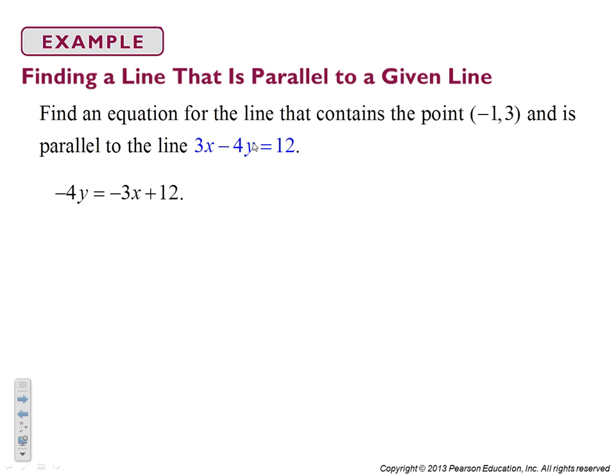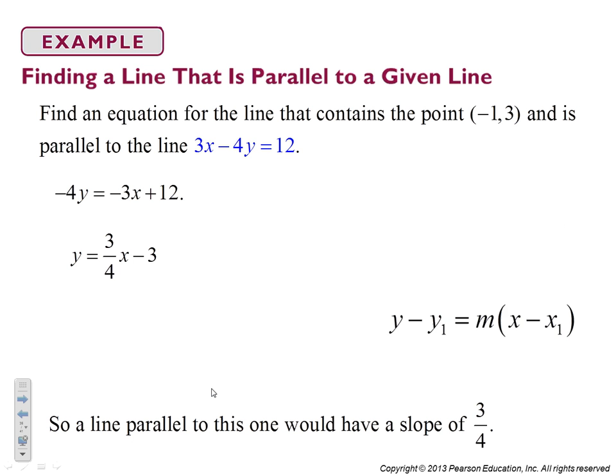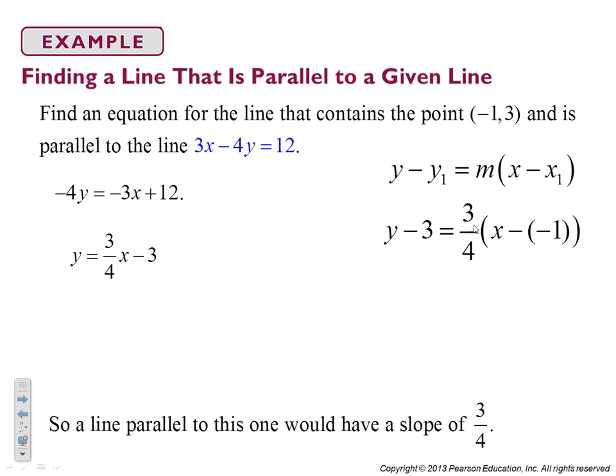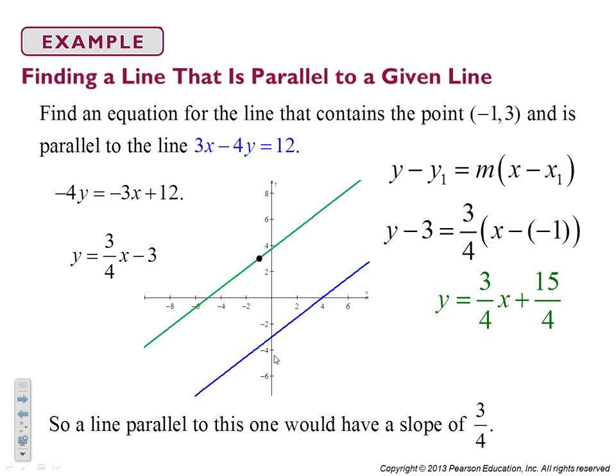Find an equation for the line that contains the point -1, 3 and is parallel to this line. So I'm going to solve for y. Now I'm going to steal this slope, and I'm going to use the point-slope equation. I know that the slope is going to be 3/4. And I'm going to plug in 3 for y and -1 for x. Simplify this down and add 3 to both sides to solve for y. And you have the answer.